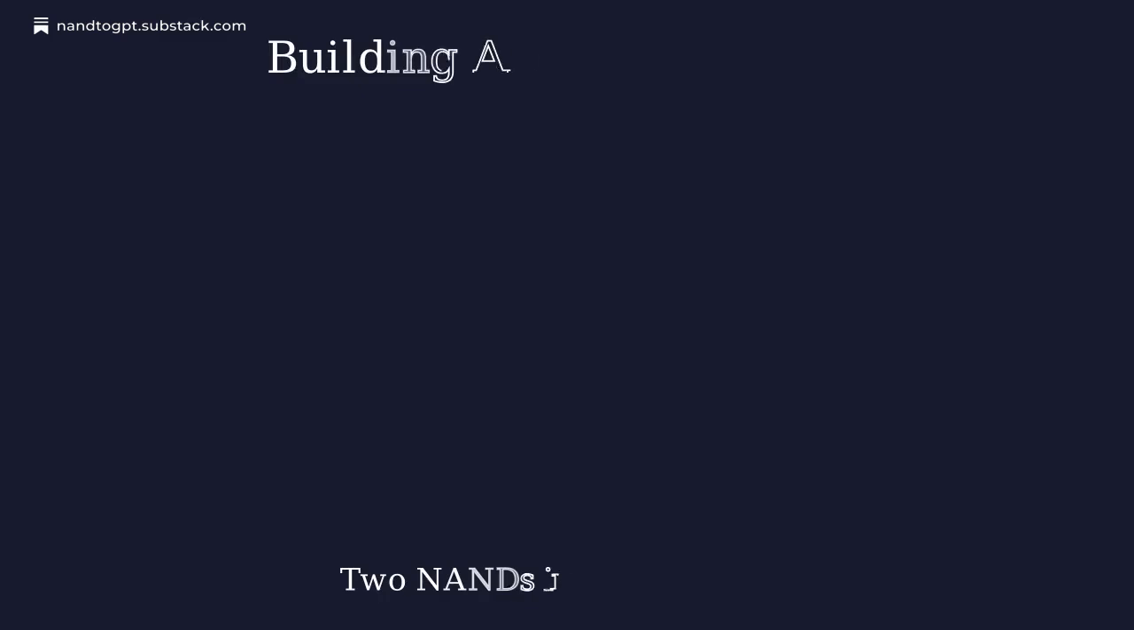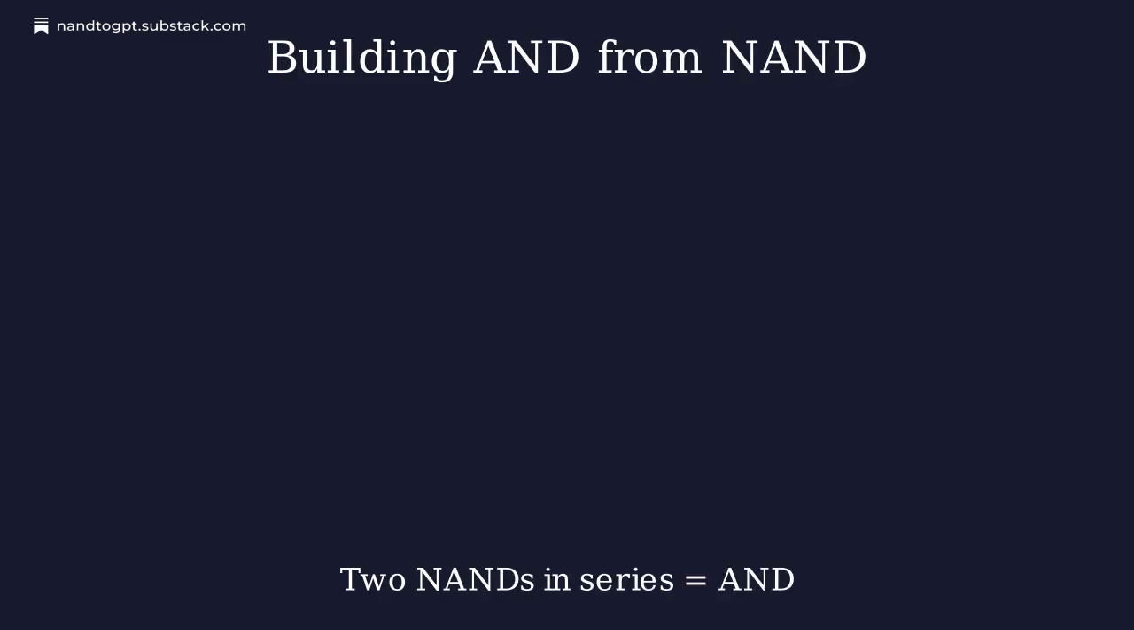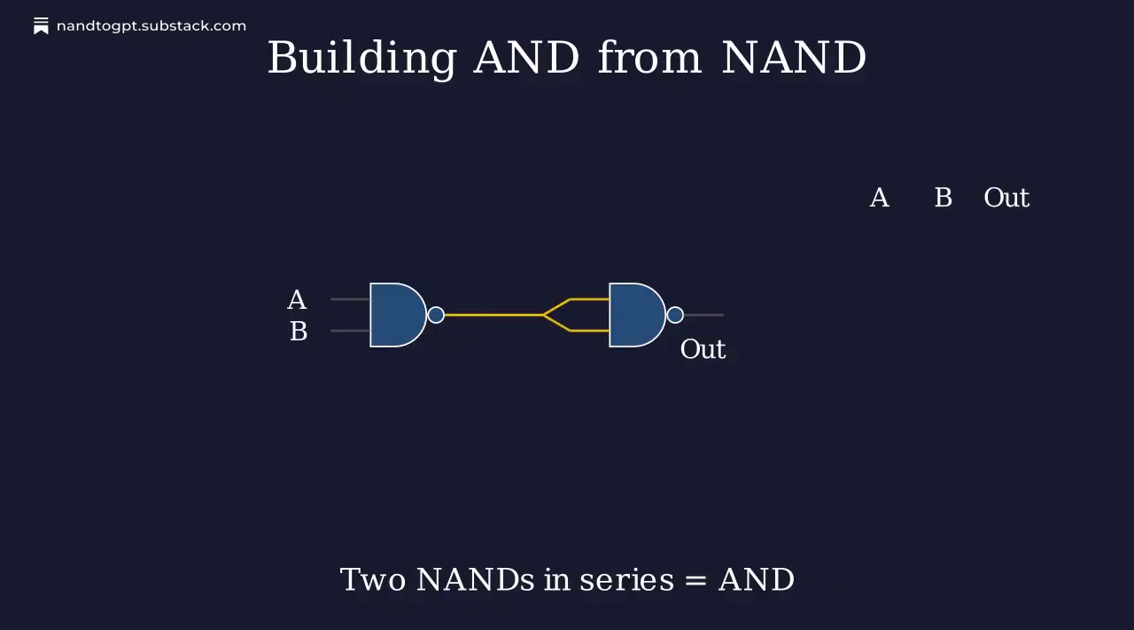Let's build the AND gate next. AND is trickier. But remember, NAND is literally not AND. So if NAND gives us not AND and we invert that result with a NOT gate, we get AND. The first NAND does its normal thing, A NAND B. Then we feed that output into our NOT gate, which is just another NAND with its inputs tied together. Two NANDs in series. The second one inverts the first. NOT of not AND equals AND.